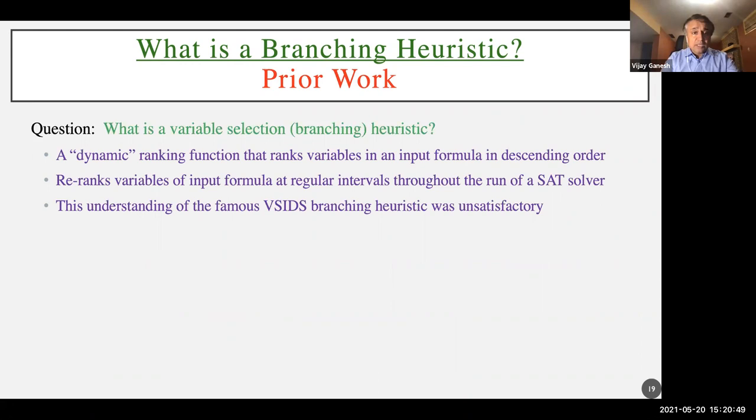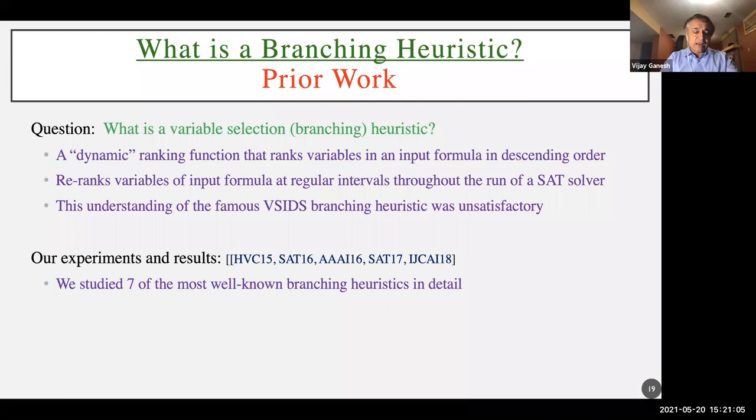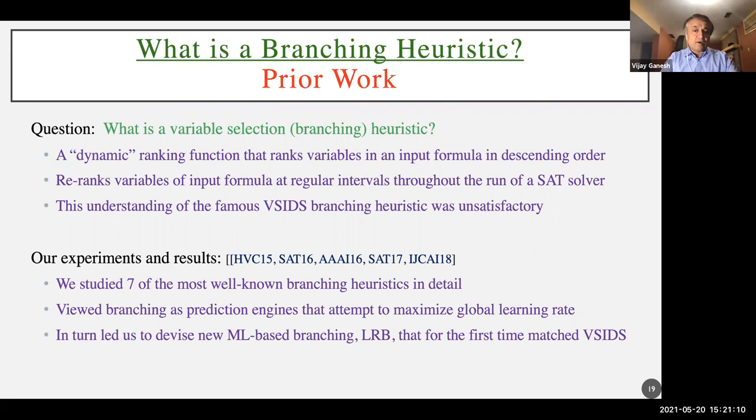And prior to my work, if you were to ask people, what is a branching heuristic, they would say it just chooses a variable from the set of all variables and assigns it some value. But what I realized was there is more to it. And we studied a lot of branching heuristics to better understand this. So allow me to explain our deeper understanding of the branching heuristic and the whole SAT solver setup from a different angle. And this is the angle of reinforcement learning.